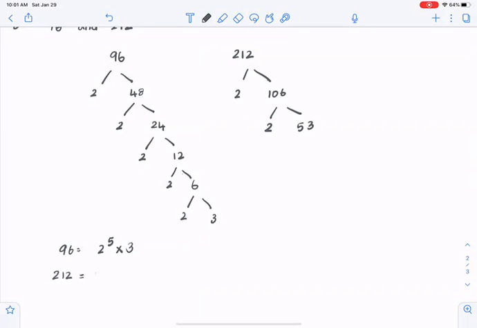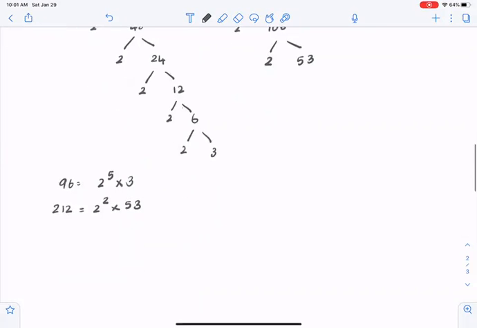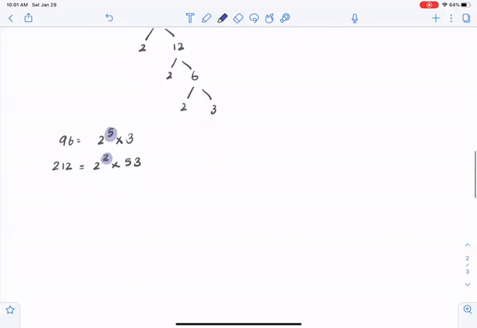212 is 2 squared times 53. So 3 is not common to both. 53 is not common to both. The only thing that is common to both is 2, and the smallest exponent is 2. So the answer is 2 squared, which would be 4.